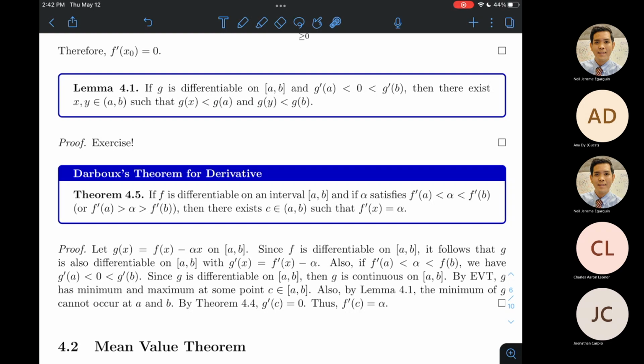So essentially, ang sinasabi ng Lemma 4.1, kapag hindi zero yung derivative dun sa dalawang endpoints ng closed interval, then the absolute extrema, specifically the absolute minimum, cannot be at A nor at B.